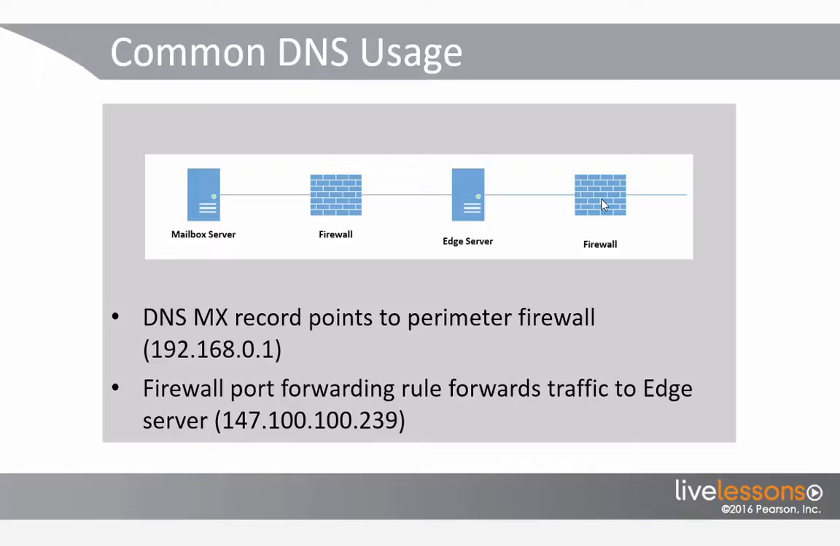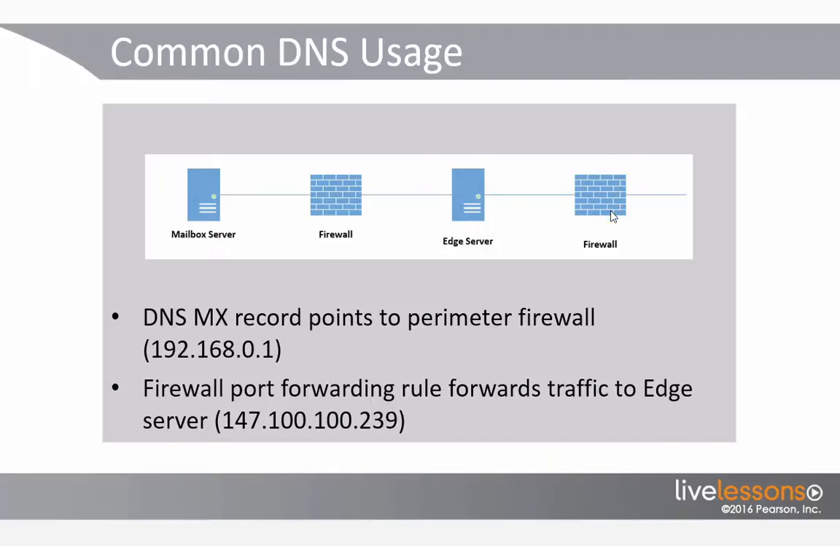So I don't want to give away the IP address of my real firewall, but we'll just use 192.168.0.1 and pretend that's the firewall address. So what would happen is we would set the DNS MX record for the domain to 192.168.0.1. And that would tell any foreign mail systems that any email messages that are destined for a recipient within my organization need to get sent to this IP address. So those email messages arrive at the firewall, not the edge server, not the mailbox server, but the perimeter firewall.